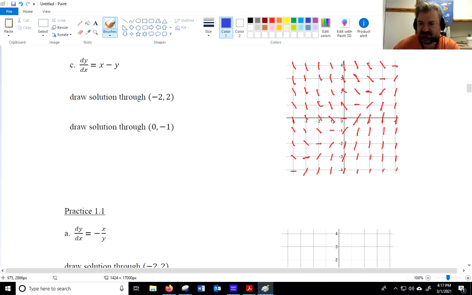What would negative 2, 2 be doing? It would be going down like that, right? And then where does it go from there? Probably down here until it flattens out, and then it's got to go like that. So something kind of like that. How about 0, negative 1? Well, that's that weird one again. 0, negative 1 is going to stay right here at a slope of 1, never changing, always being an equilibrium solution.